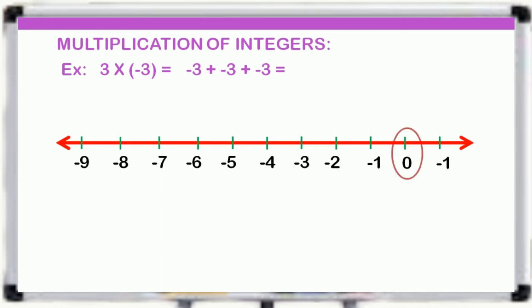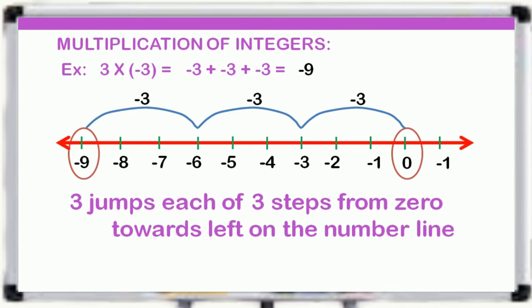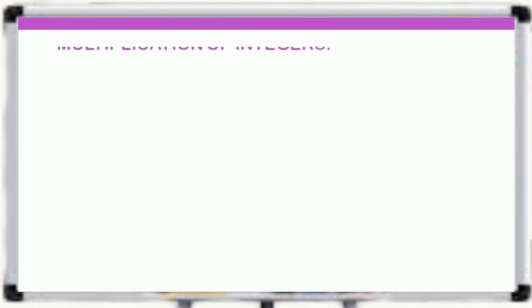From 0 you have to jump 3 times. 3 jumps, 3 times. Minus 3. That means we are moving left side. So the value is negative. 3 jumps each of 3 steps from 0 towards left on the number line. So 3 into minus 3 gives the result minus 9.